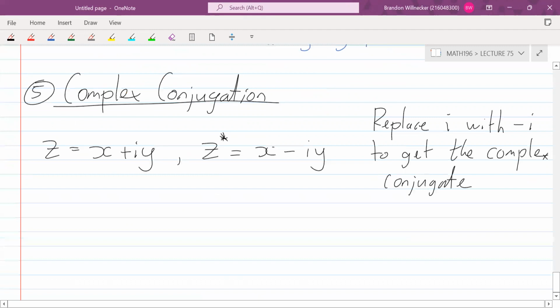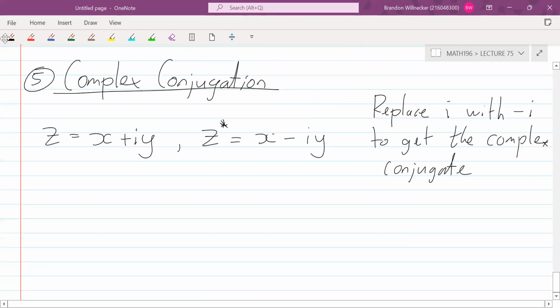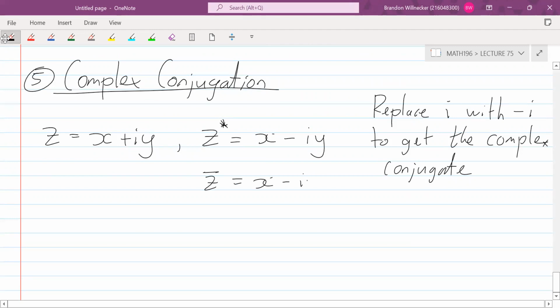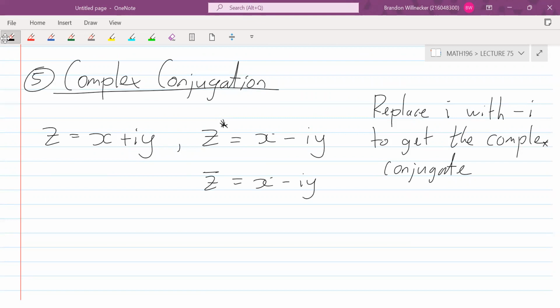Sometimes you will see a star to represent complex conjugation. Other times you'll see a bar. So z star is the complex conjugate of z. z bar is also the complex conjugate of z. It's just two different notations. They do the same thing. Now just a bit of terminology with these complex numbers.